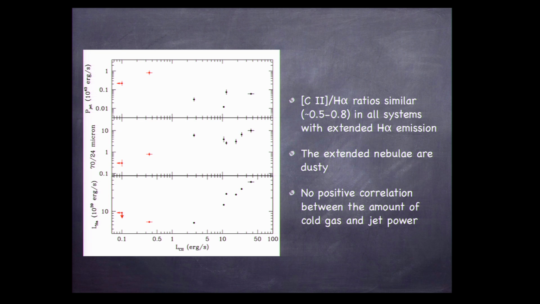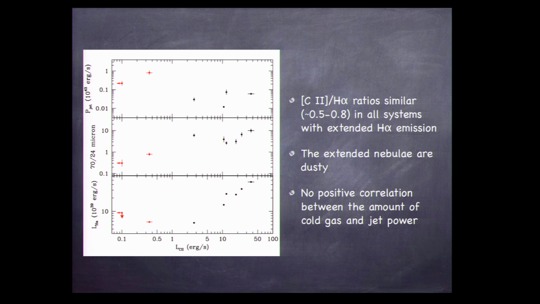Interestingly, we found a beautiful correlation in the systems with extended H alpha nebulae between the H alpha luminosity and the C2 luminosity. We see that the C2 over H alpha ratios are very similar in the range of 0.5 to 0.8 in all of these systems, which indicates that the C2 and the H alpha have the same heating and ionizing source. There are 2 outliers from this, and these are the 2 systems which have no extended H alpha nebulae.